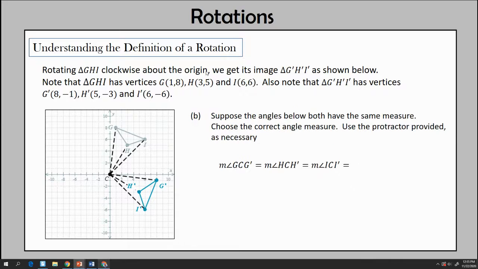Okay, same concept. Now, suppose we were to measure the angles created from G to C to G prime. Can you look at that? And look at H to C to H prime and I to C to I prime. Now, they give you a protractor that you get to use in the program. And what you're going to find, remember, we said this was a 90-degree clockwise rotation. Well, the angles created from point to center to point are all 90 degrees if you put a protractor in there and measure. Okay, 90 degrees rotation.